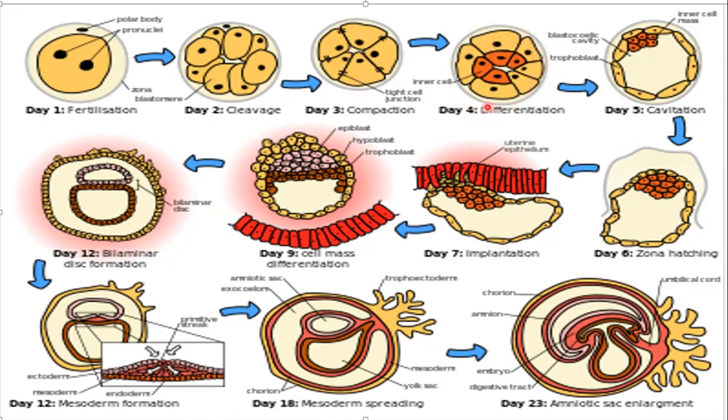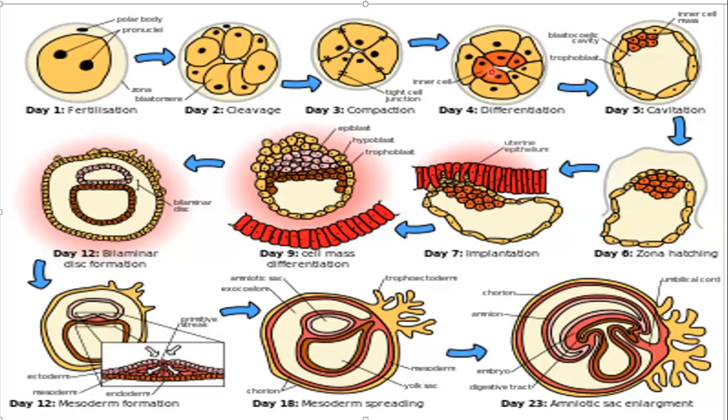It makes the placenta or the coverings. Basically, the outer cells do not make the baby; they make the placenta and the covering, and the inner cell mass is the embryo proper. Okay, so the functions of the inner and the outer cell mass we have seen already.